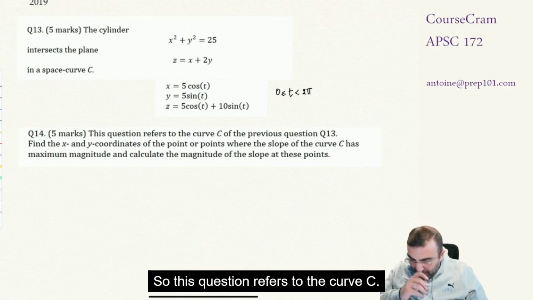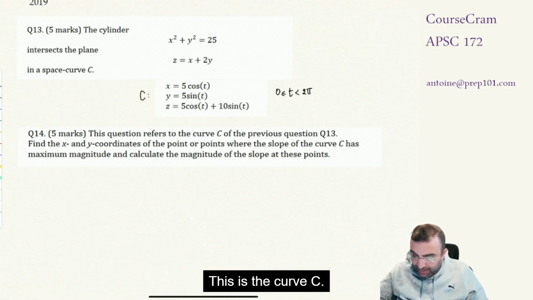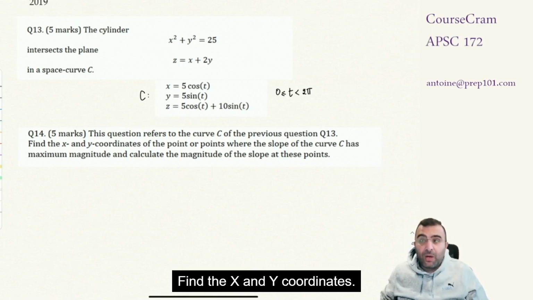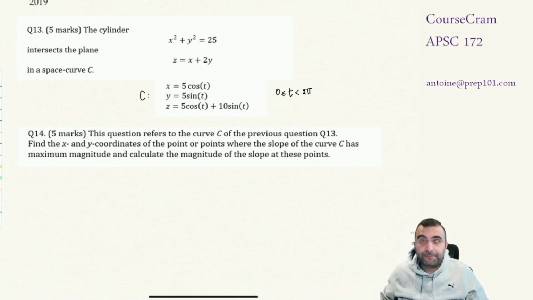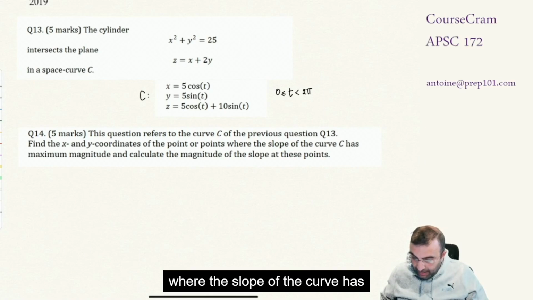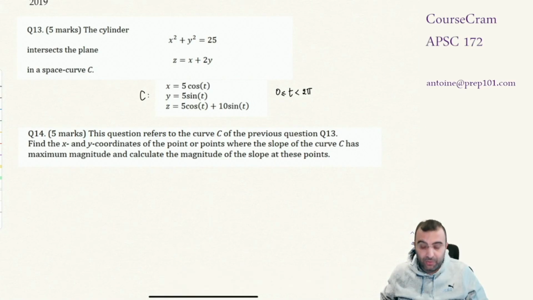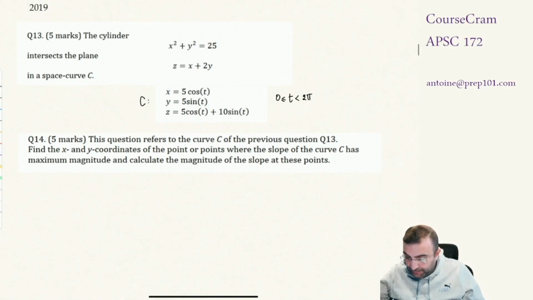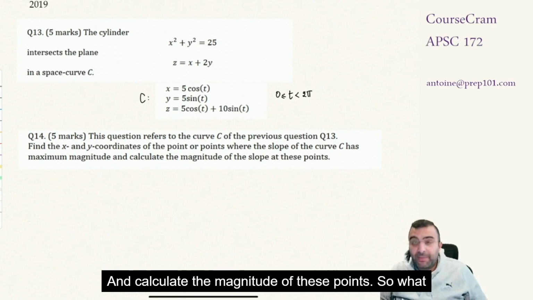So this question refers to the curve C. This is the curve C. Find the x and y coordinates where the slope of the curve has maximum magnitude. So same idea. And calculate the magnitude of these points.